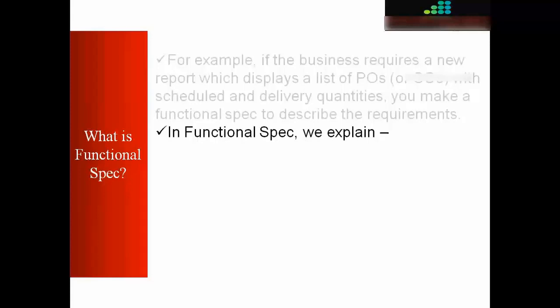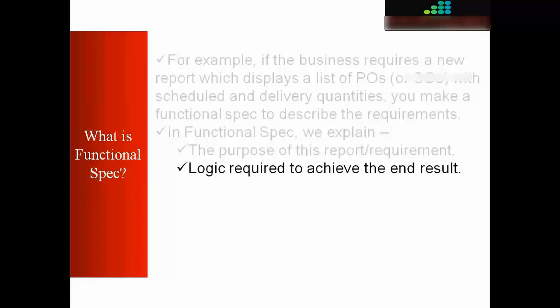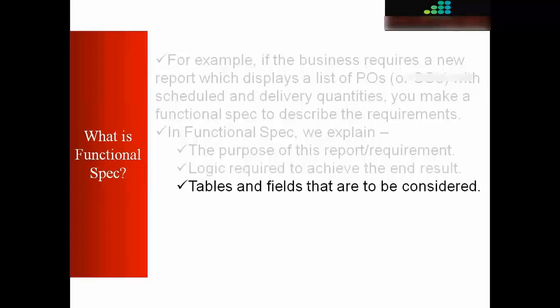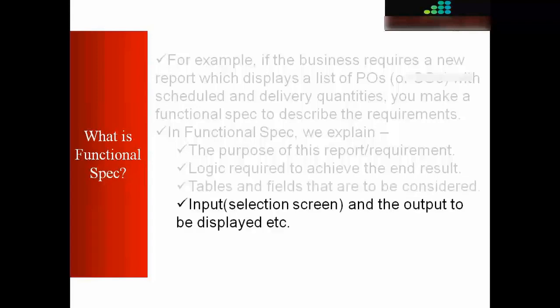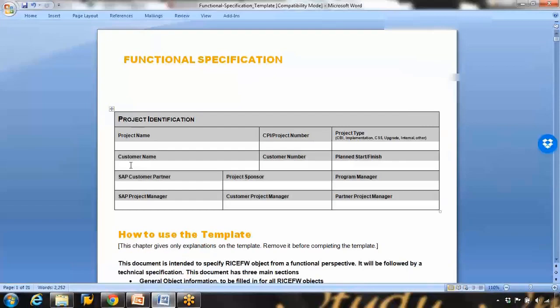So in the functional spec, we explain the purpose of the report requirement, why we're creating this report, what the purpose is, the logic required to achieve the end result, the tables and fields that are to be considered, the input, selection criteria, and the output to be displayed, etc. Like this. Here I'm going to show you one document. For example, this is just a functional spec template. I already uploaded this one to the website for you to download.